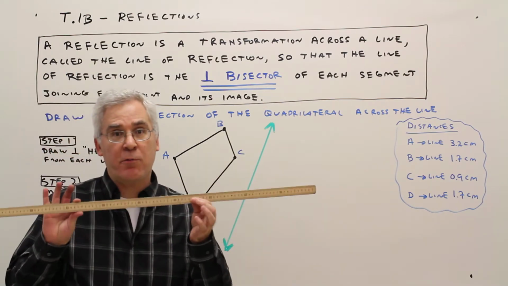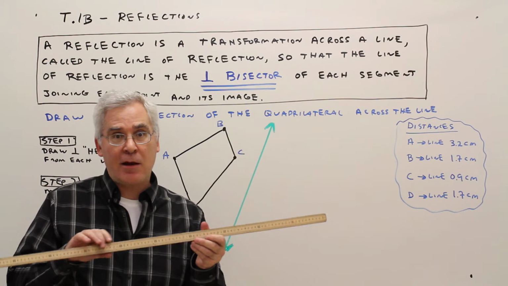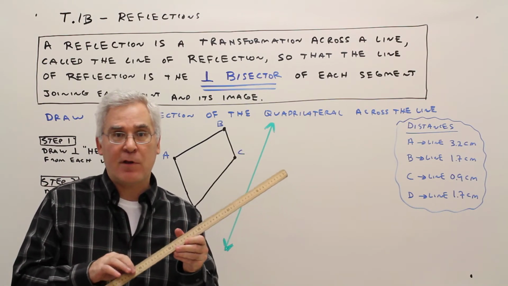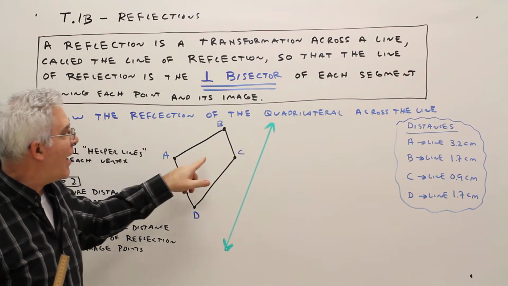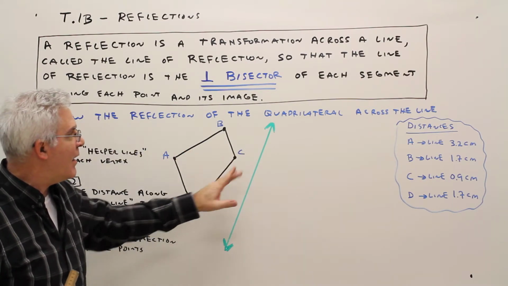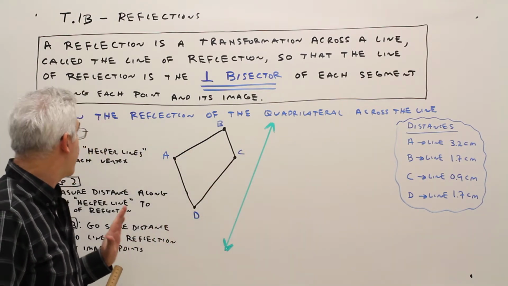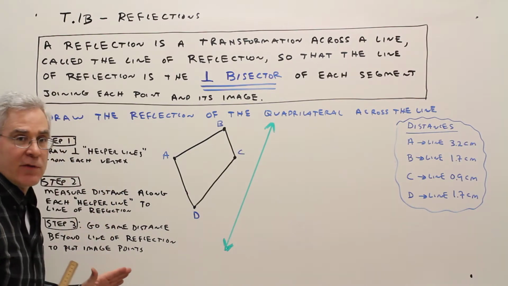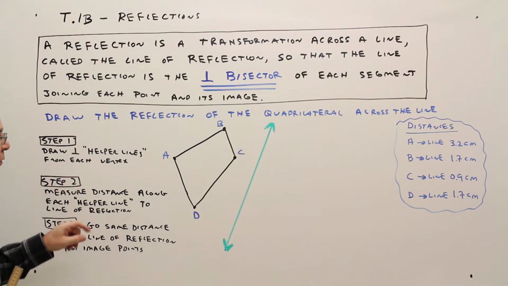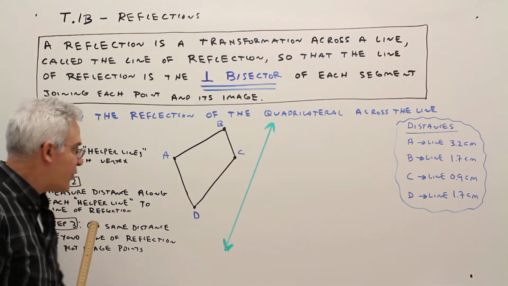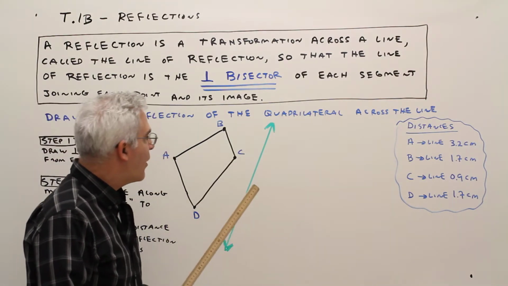So you're going to need your ruler, and I prefer to use the centimeter side, so get that ready. We're going to draw the reflection of the quadrilateral ABCD across this green line. Okay, so here's the three steps. Step one, draw perpendicular helper lines from each vertex. So let me show you how to do that first.